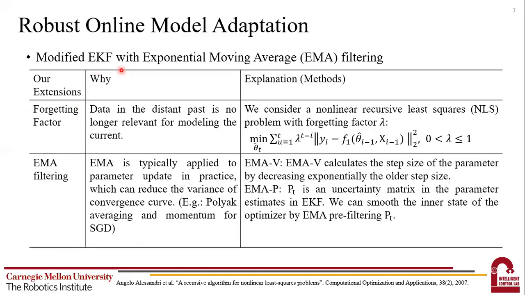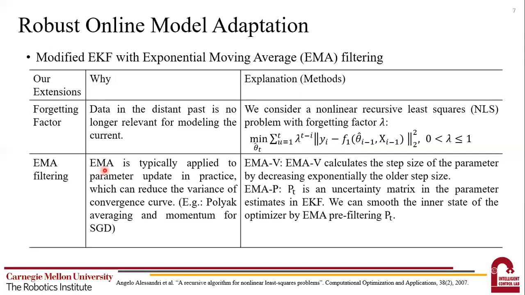In online adaptation, we assume that data in the distant past is no longer relevant to the current system. Hence, we consider a weighted nonlinear recursive least squares problem. The forgetting factor lambda prevents the EKF from saturation and increases the algorithm's ability to track a changing system.